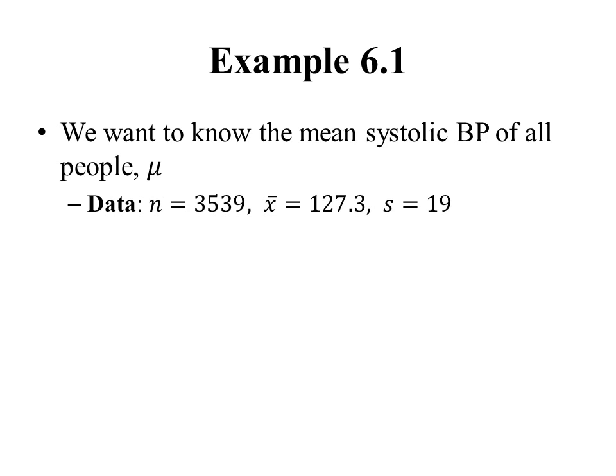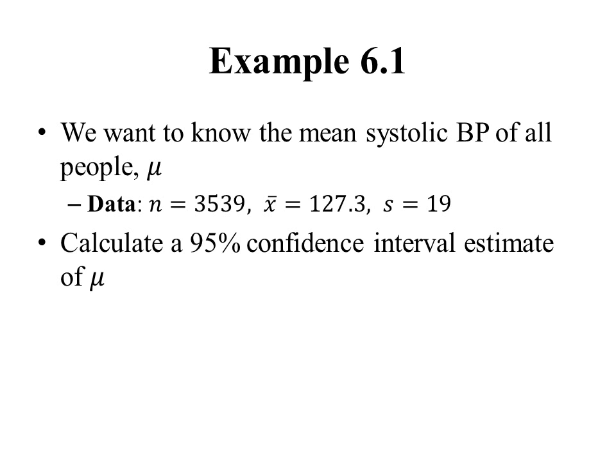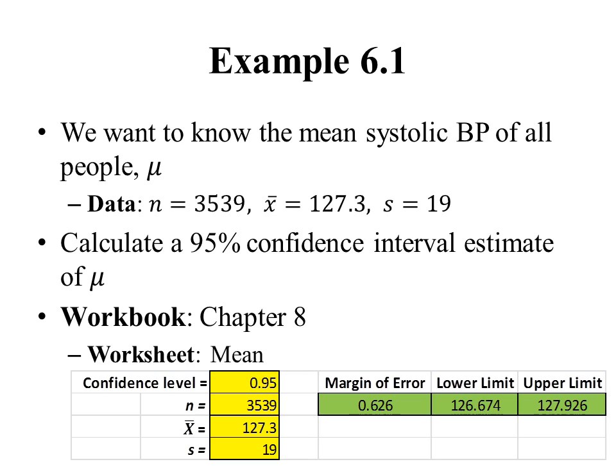So we go out and we get a sample of 3,539 people. We take the blood pressure of each. We calculate a mean blood pressure of 127.3 and get a standard deviation of 19. And so let's use this information to calculate a 95% confidence interval estimate of mu. Now this is what we did in chapter 6 when we talked about confidence intervals. To perform this calculation, we could use the workbook chapter 6, but I've actually put this worksheet in the workbook chapter 8.